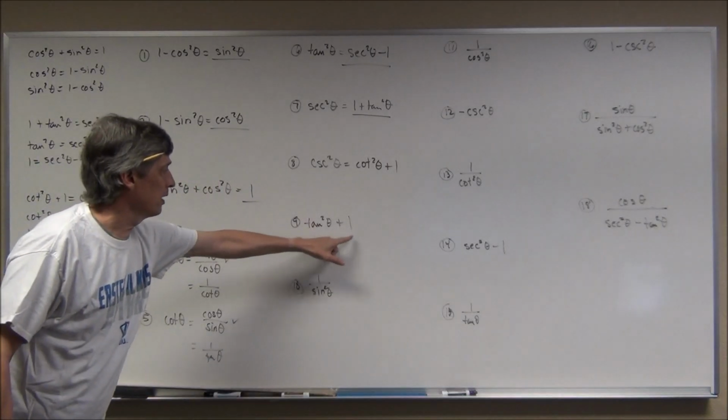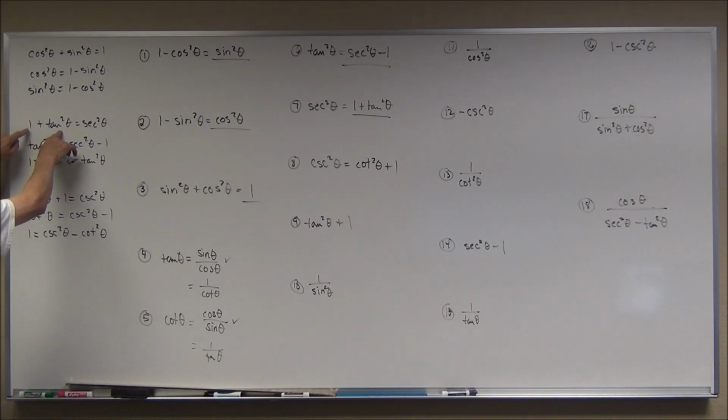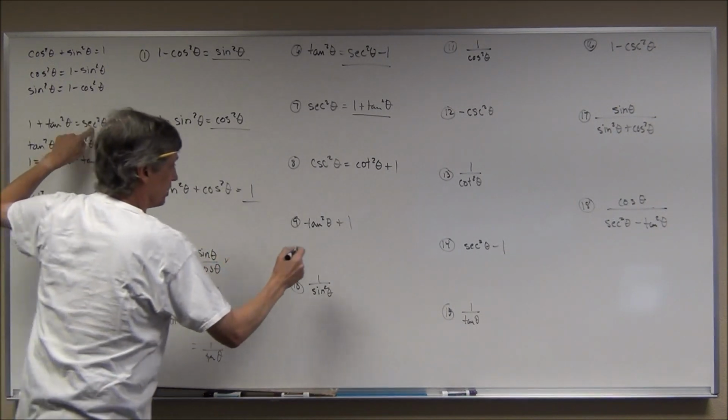Tangent squared theta plus 1. Now that probably is a variation. Let's see if I have it. No, it's right there. They changed the order. 1 plus tangent squared theta plus 1. It's equal to secant squared theta.